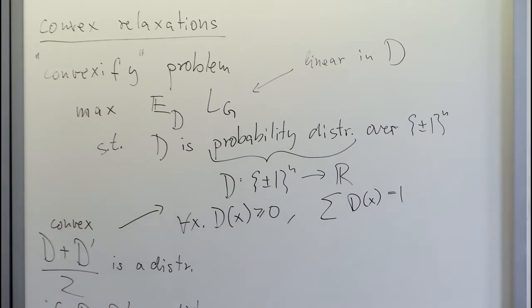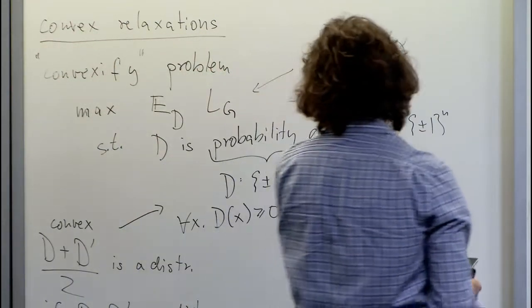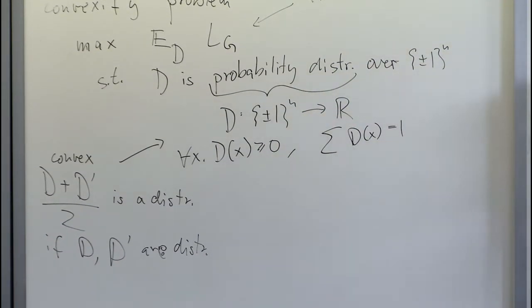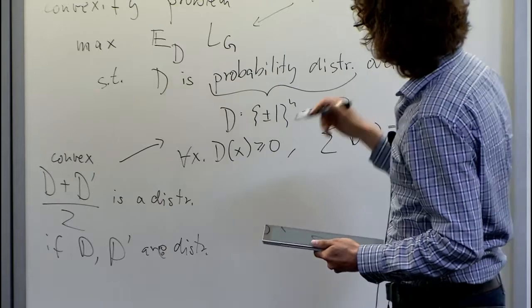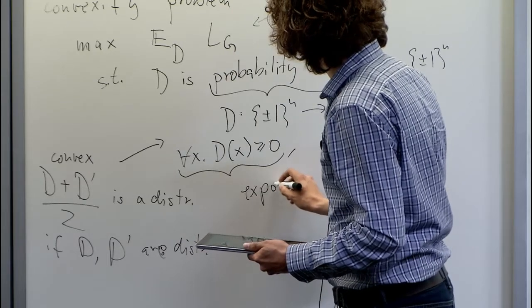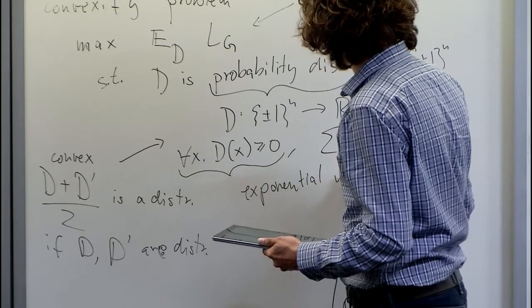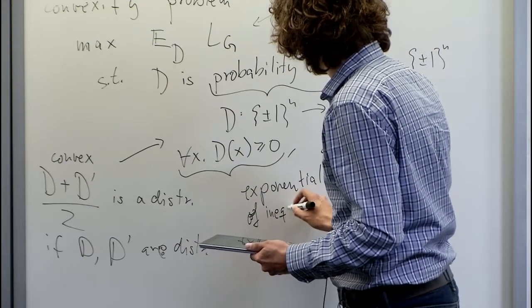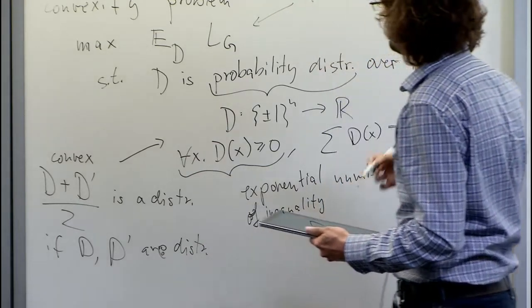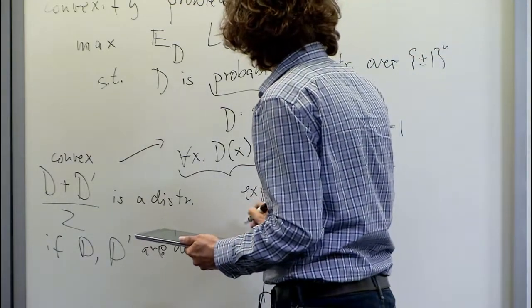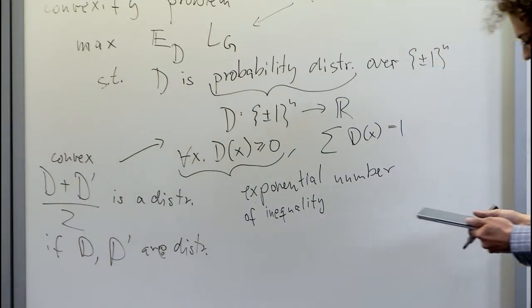Okay. And so maybe there are two problems. One problem is that this object here is exponentially large. This is actually not the main problem. The main problem here is that we have an exponential number of inequalities, and these inequalities are not structured in a way that would allow us to deal with them in an efficient way. And so that's the main problem.